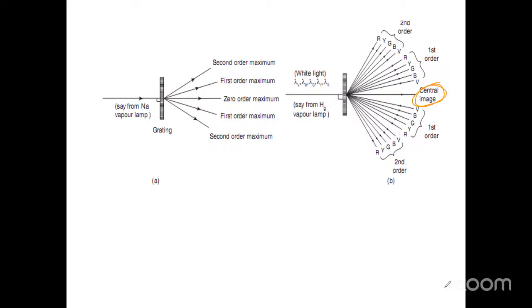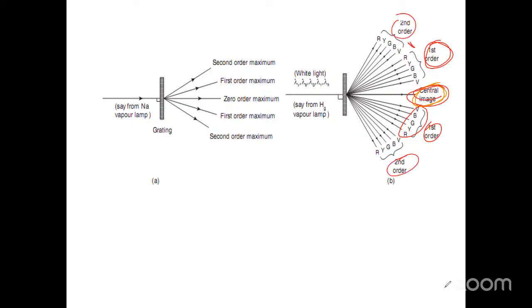So this is the first order. That means what you are getting? VBGYR, that is, VBGR spectrum you are getting. If it is first order on the right side toward the central, the left side is also first order. After the first order, second order.